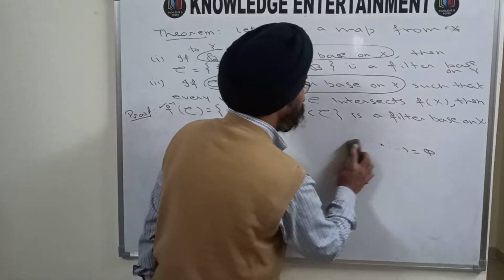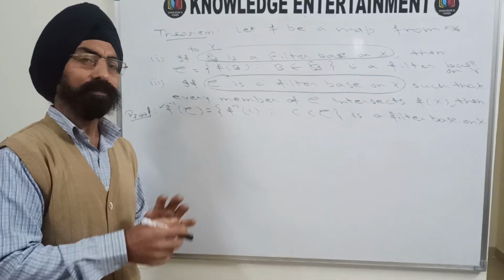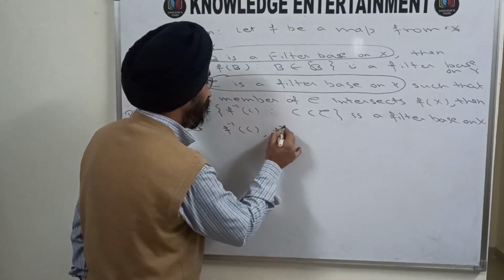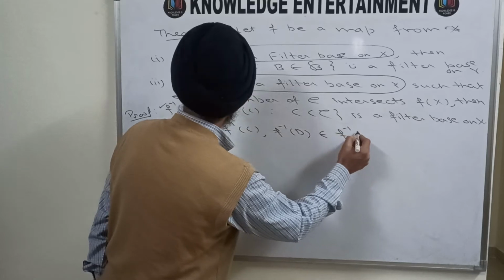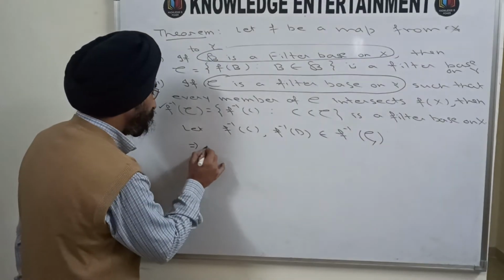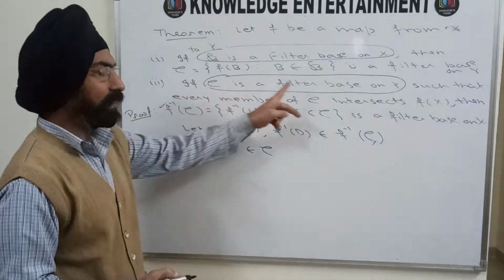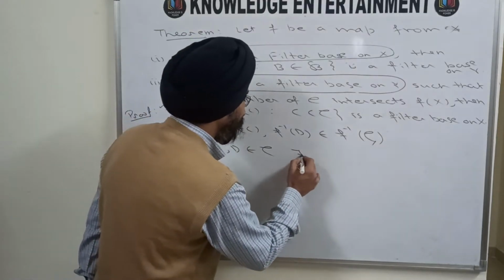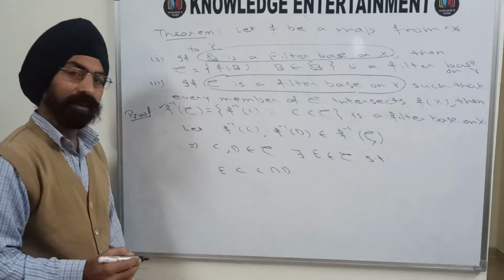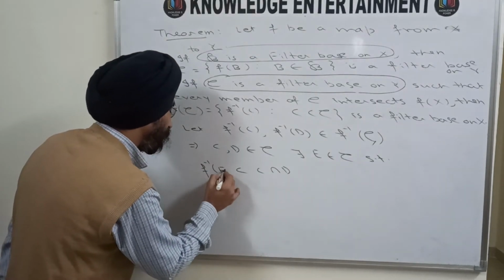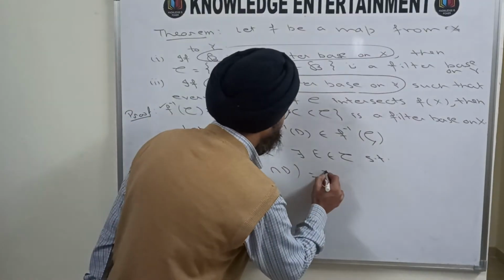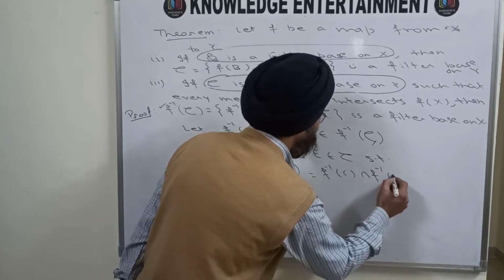We will take two members of F inverse C and we will show that their intersection contains another member of the set F inverse C. Let F inverse C, F inverse D be two members of the collection F inverse C. Now what are these C and D? This means C and D are members of C. But C is a filter base on Y, so there must exist another set E in the collection C such that E is a subset of C intersection D. And taking F inverse on both sides, F inverse E is a subset of F inverse of C intersection D. And we know that F inverse of C intersection D is nothing but F inverse C intersection F inverse D.